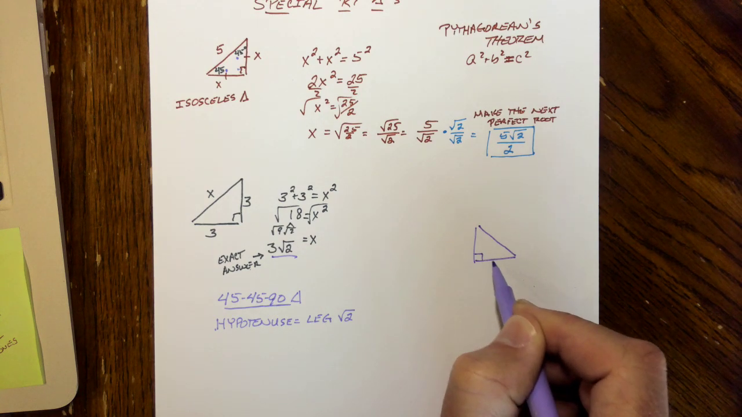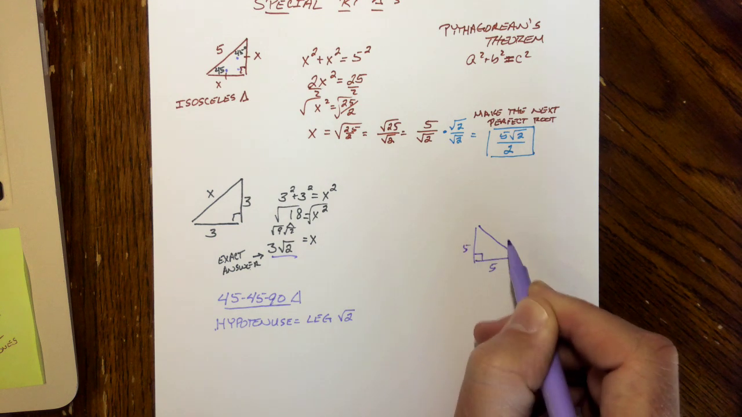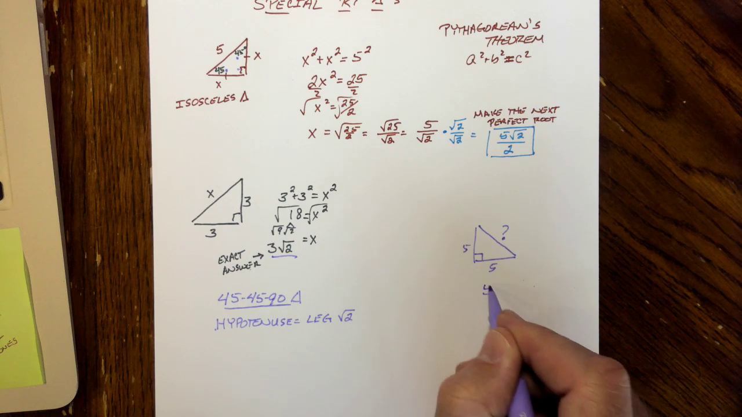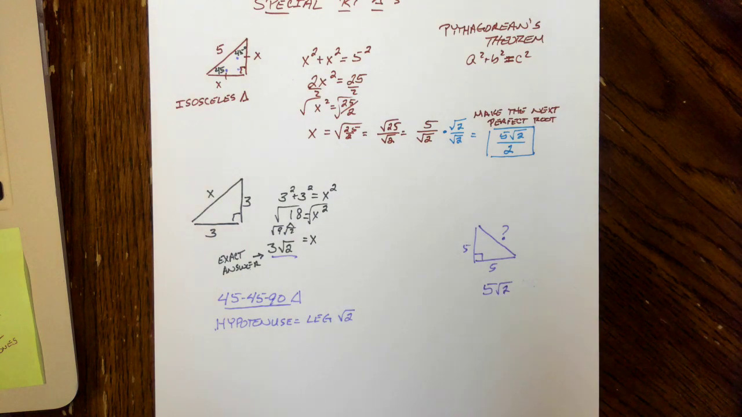Okay? So if I gave you a right triangle and had 5 and 5, find the hypotenuse. Well, take one leg times radical 2. Done. That's all you got to do. So now let's apply this for a second or two.